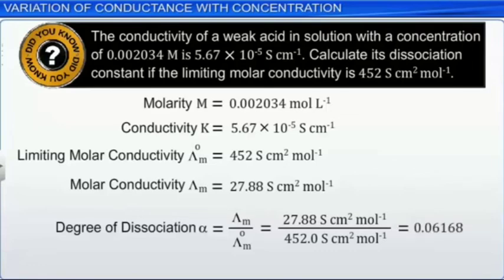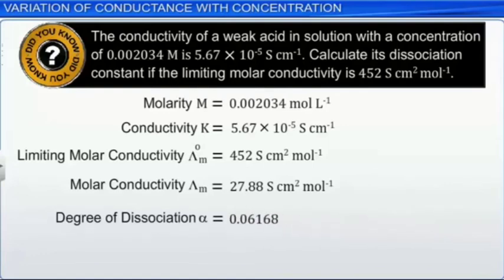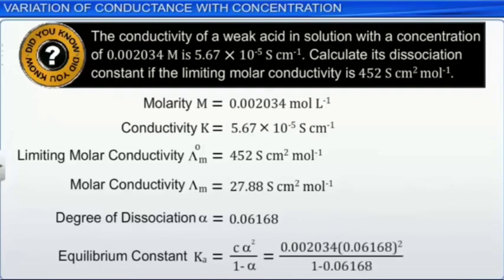With the value of the degree of dissociation in hand, we can use the equation relating Ka and alpha. Substituting the values, we get Ka equal to 8.25 times 10 to the power minus 6.